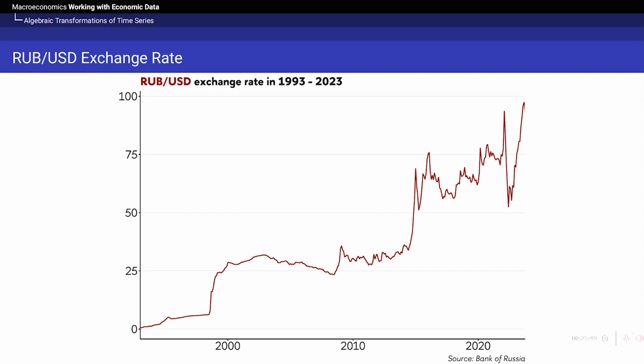To see this, compare the following three graphs. Here we plot the dynamics of the ruble exchange rate to the US dollar in levels. Judging from the graph, it seems that in the 21st century, the exchange rate was much more volatile than previously, in year 2000 or before.